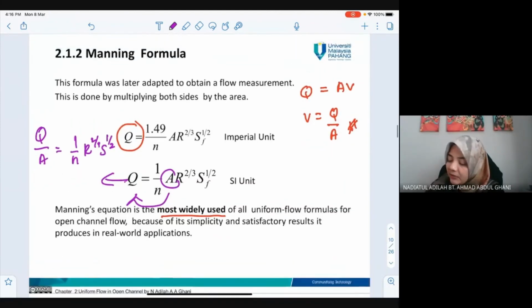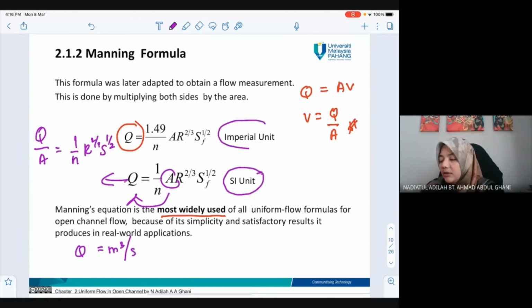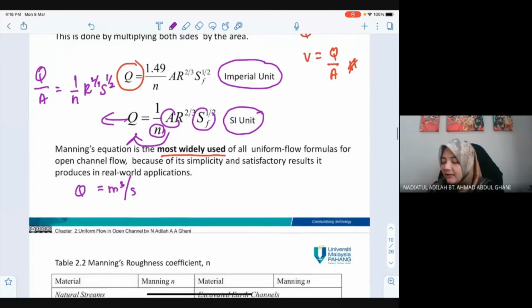If you see the Manning formula here, Q ialah discharge, flow discharge. Unitnya adalah meter cube per second. So this one is for SI unit, and ini adalah untuk imperial unit. A and R depend on the type of the channel. S is the slope. N depends on the characteristics of the channel, macam Bazin tadi, roughness dia.